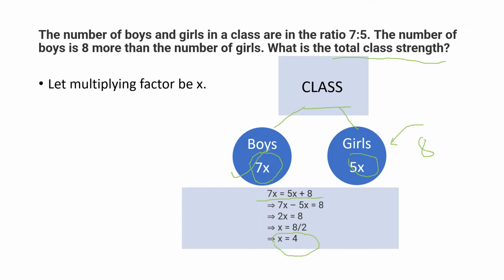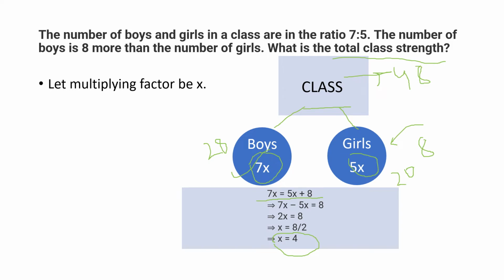That means the boys are 7 into 4, 28 in number, and girls are 5 into 4, that is 20 in number. So what will be the total strength now? Total strength will become 20 plus 28, that is 48.